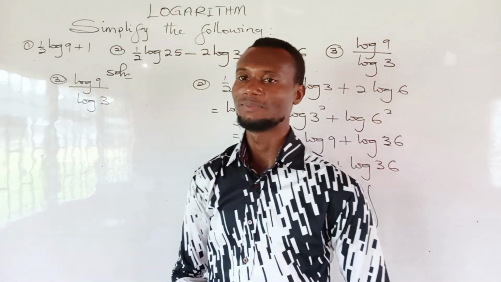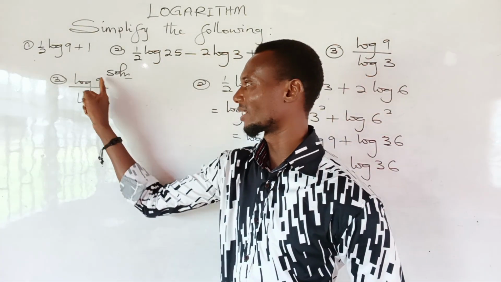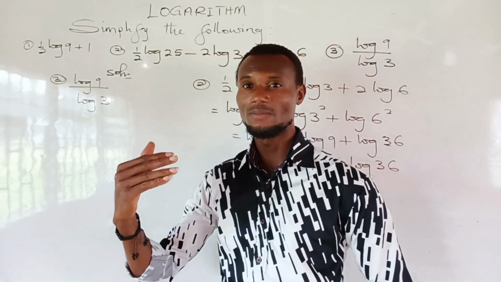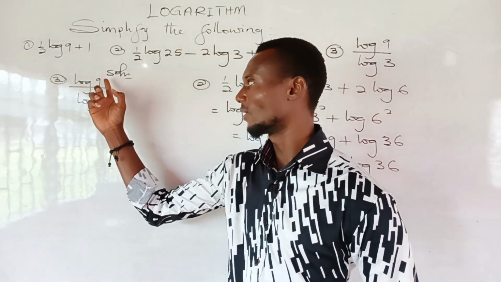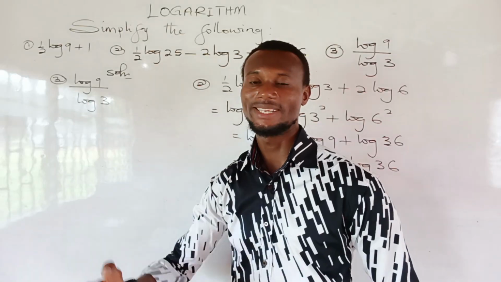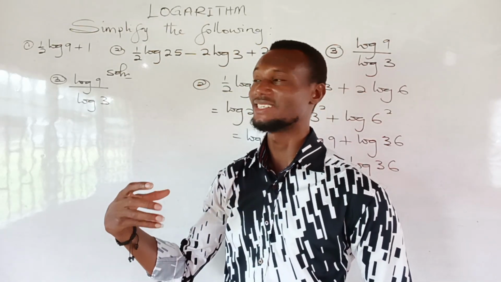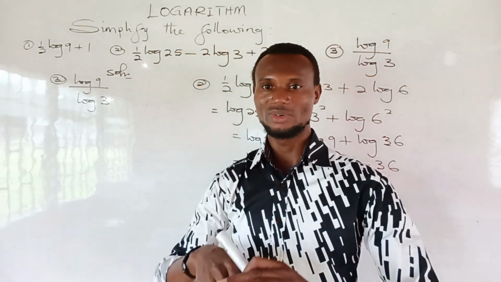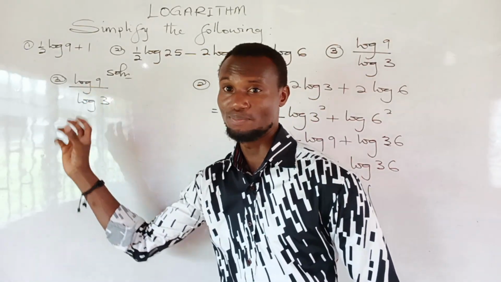Okay, now the first thing to do is that this log 9, we are going to write it in a form that it will have a power. So all that we need to do is express this 9 in exponent form. So I'm going to express it as 3 to the power 2, because 3 to the power 2 is 9, because that's the only way to help us to simplify.